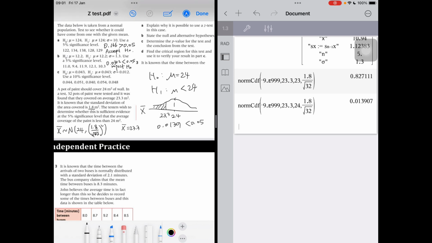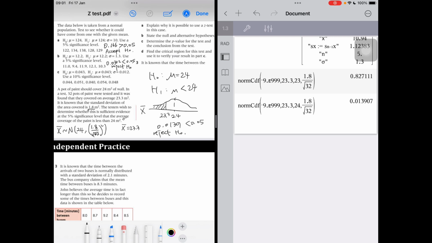So, conclusion from the test. Now we have the p-value, which is smaller than the significance level, so we reject H0. There is sufficient evidence at the 5% significance level that the average coverage of the paint is less than 24. So this is our conclusion.